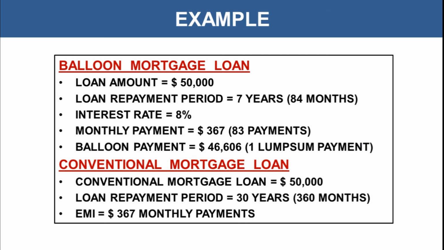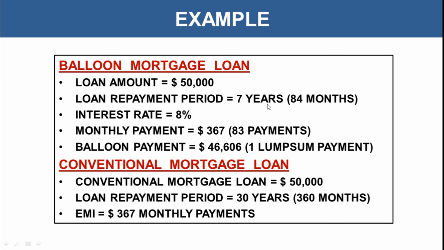Now let's understand this with an example, how it happens. So for a balloon mortgage loan, let's say you have taken a loan amount of $50,000 and your loan repayment period is 7 years, which is 12 into 7, 84 months. Now maybe you have got this at an interest rate of 8%, and together your loan amount, your loan repayment period and your interest rate will define your monthly payment, and your monthly payment will be $367 approx. And you can see here I have written 83 payments.